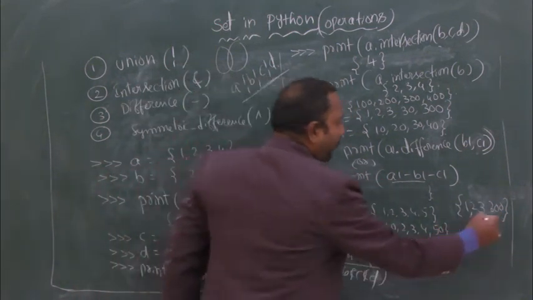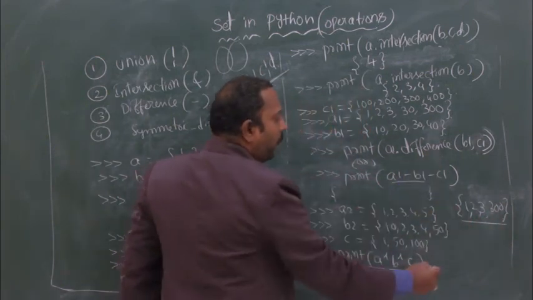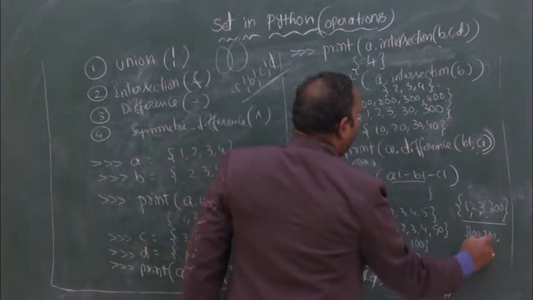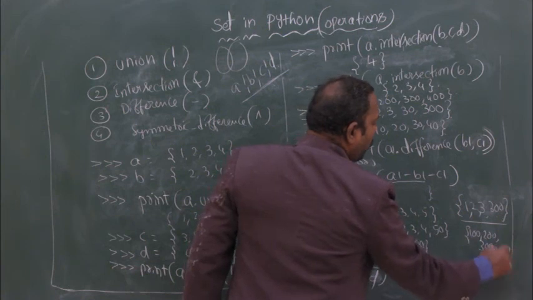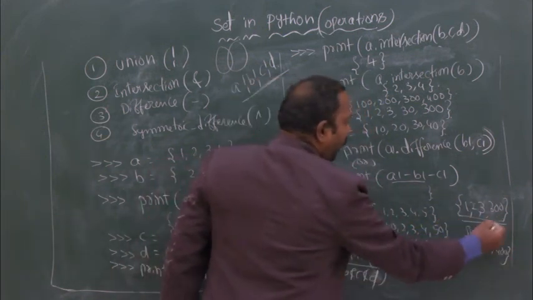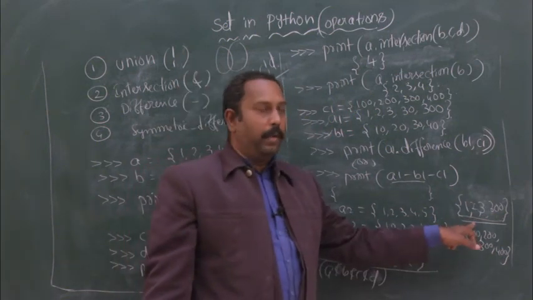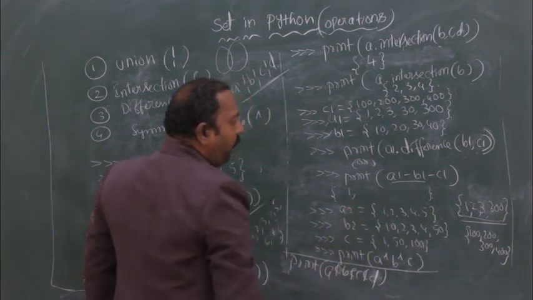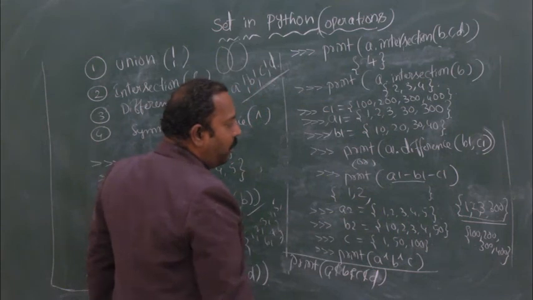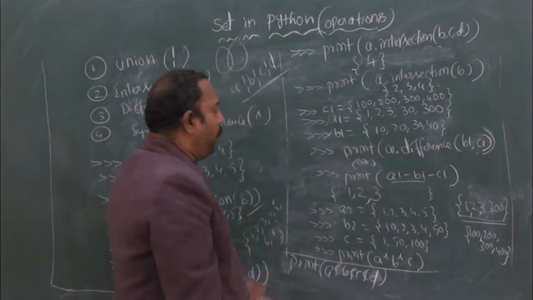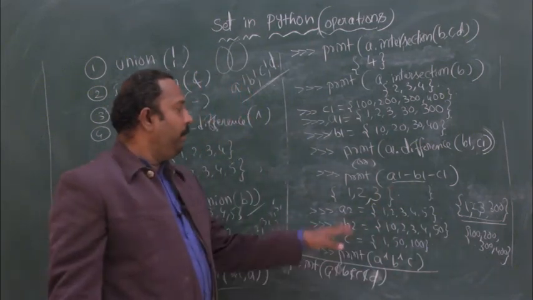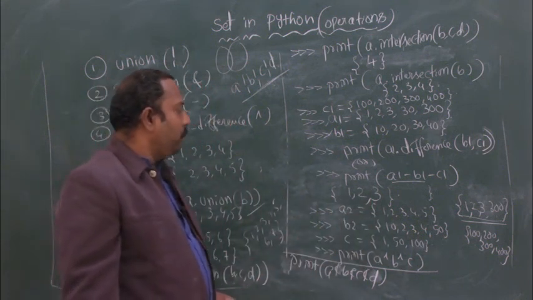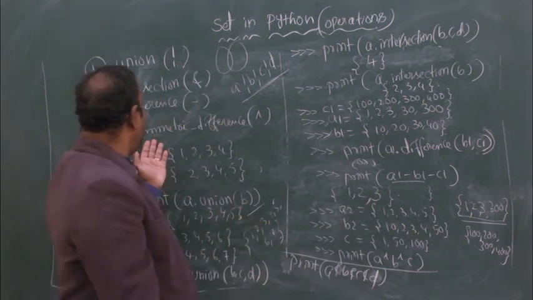Now I want to total A1 minus B1 minus C1. Now we have to take C1, which is 100, 200, 300 and 400. So we take the output of A1 minus B1, and then minus C1. What output will you get? 1 is not there in C1, so you'll get 1. 2 is not there, so 2. 3 is not there, so you'll get 3. 300 is common, so we should not take common elements. So this is the output we got, A1 minus B1 minus C1. And the last one is symmetric difference.